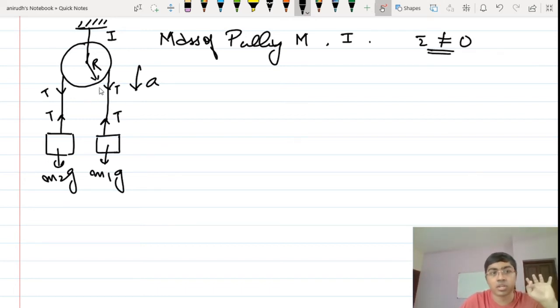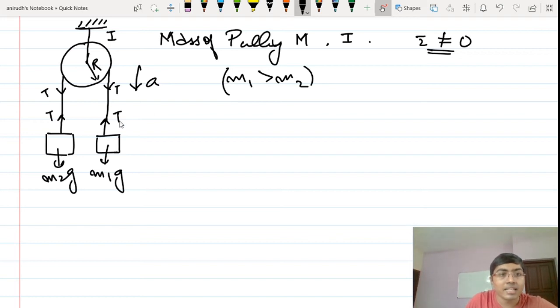The tension will provide the torque. But tension is acting on both sides, and if the same tension is acting on both sides, then it is just like pulling the entire pulley towards the bottom, isn't it? From both sides. And that will not rotate the pulley. For the pulley to rotate, one of the tensions should be more, right? So I say that here M1 is more than M2. If M1 is more than M2, then the whole system is accelerating downwards. That means the pulley is rotating.